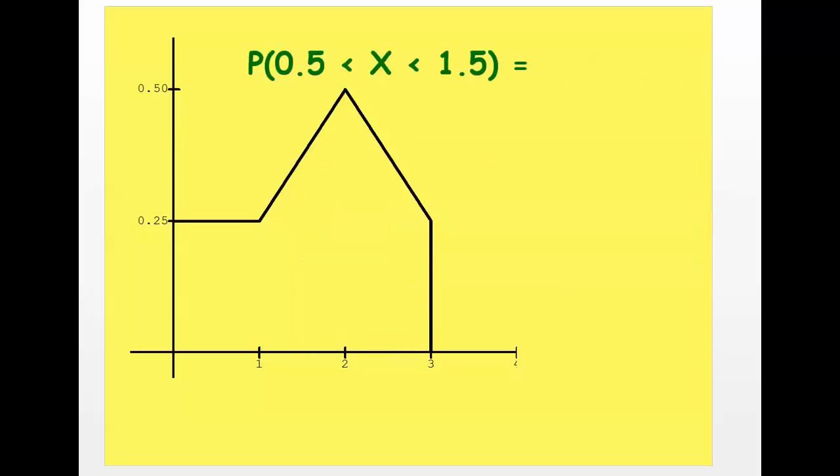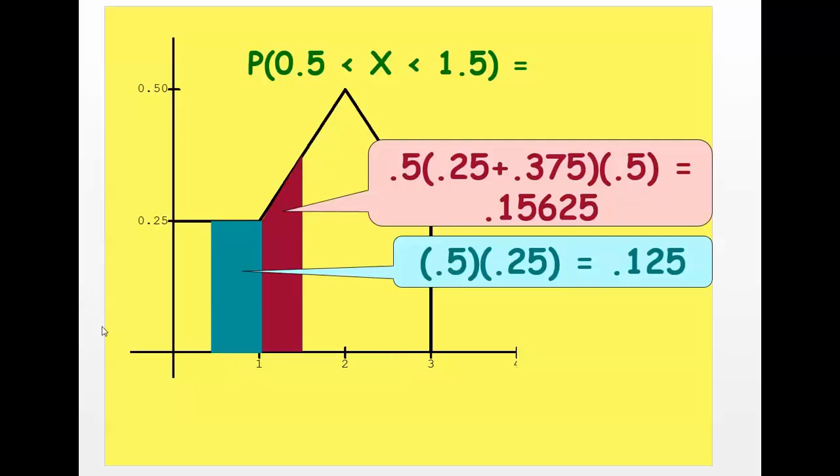Okay, let's change the question again. This time I'm going from 0.5 to 1.5, so 0.5 is not even on the picture. If you think about the shapes that we're generating, though, we're looking at a rectangle and a trapezoid. So let's talk about the rectangle first. Rectangle is base times height, length times width. That would have a width of 0.5 and a height of 0.25. If you multiply those two numbers together, you get the area of that rectangle.